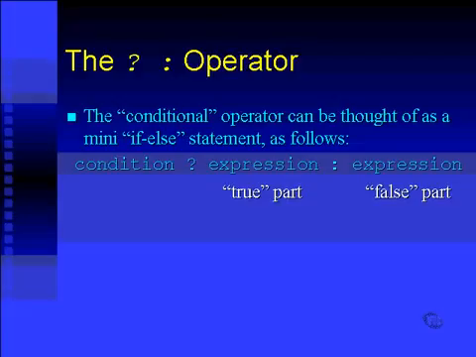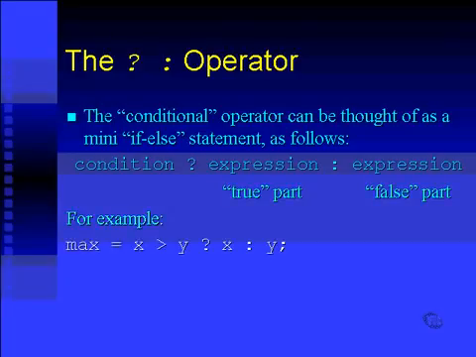And the entire line of code, condition, question mark, expression, colon, expression, evaluates to one value. That value will either be the value of the true part, or it will be the value of the false part, depending on whether the condition is true or not. So I guess it's probably getting a little bit confusing here, so I'll give you an example. Here's an example.